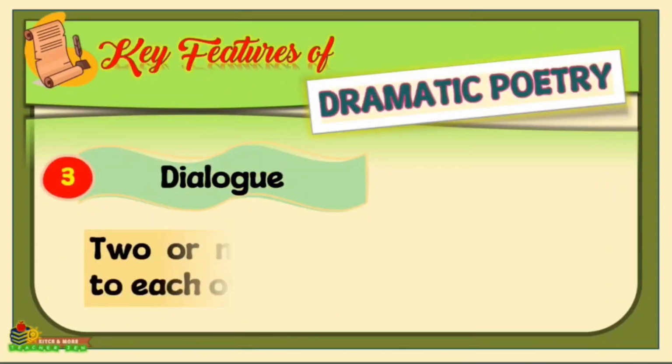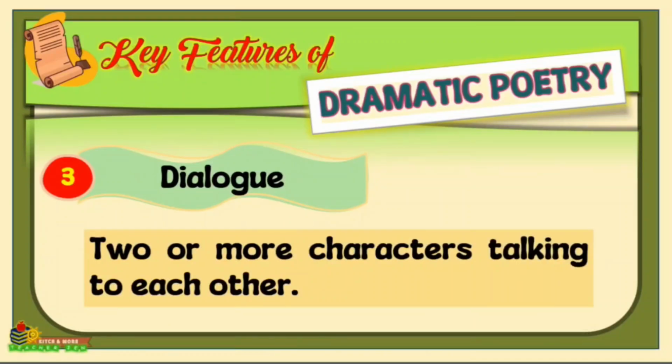Now, the third one is dialogue. That's when two or more characters are talking to each other, just like in real life. They can agree, disagree, laugh together, argue, or even make promises. This back and forth brings life into the poem. It's not just words on a page anymore. It's action, it's voices clashing, or hearts connecting. Dialogue makes a poem feel like a scene in a play. You're not just reading it, you're watching it happen in your imagination. It's drama, it's conflict, it's story, all through conversation.